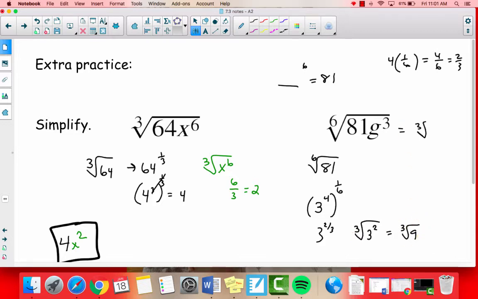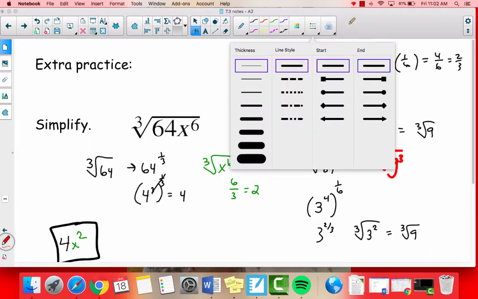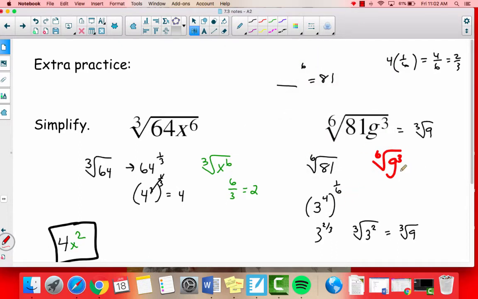Okay. And then we're going to take the 6th root of g cubed. So I'm going to do that in red. So the 6th root of g cubed. Remember, if you can't reduce it right away, try changing it into its exponential form. So if I change this, I'm going to get g to the 3rd all to the 1/6 power. So if I multiply my exponents together, that gets me g to the 1/2. And you can't break that any further, but we do know that g to the 1/2 is the same as the square root of g. So I'm just going to have times the square root of g. And this would be the reduced answer.